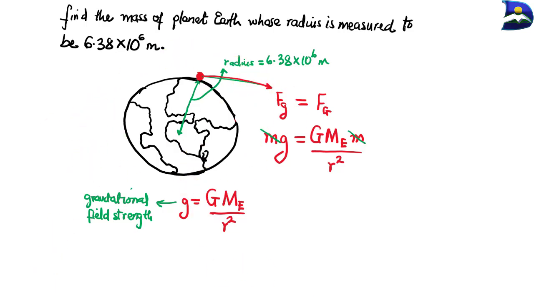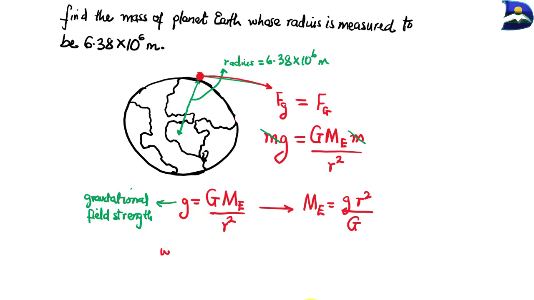So when we are looking at this equation, we need to remember that since the question is asking for the mass of planet Earth, we are going to solve for our ME. Solving for ME results in the following: ME is equal to small g multiplied by r radius squared, all divided by big G.